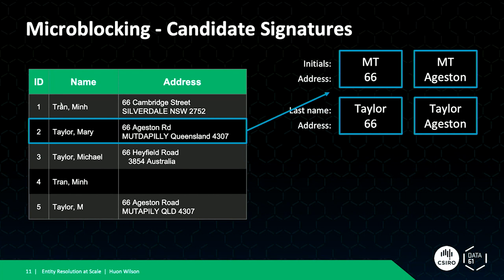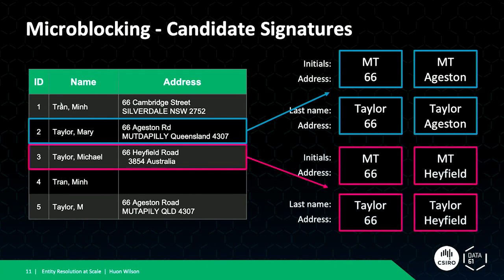It's typically good to use multiple candidate signatures because it is a scattergun approach. And so we might also pair the last name with words from the address. This gives us Taylor 66 and Taylor Egerston, and so on. We do this for all of the records. So for Michael Taylor, we'll get MT66 again, and Taylor 66 also again, but we'll get different information like MT Hayfield.